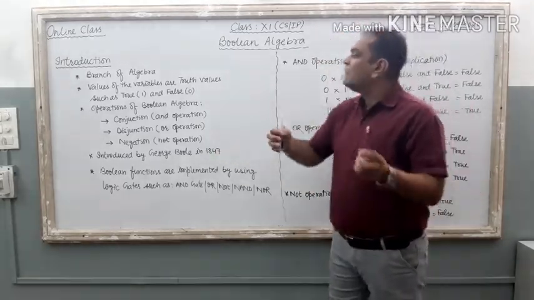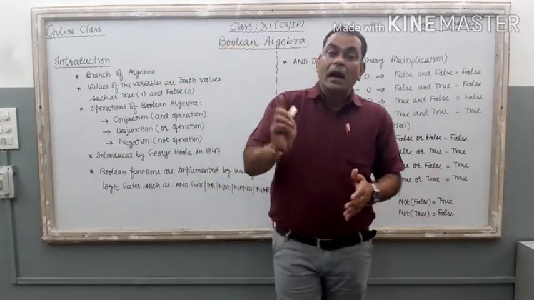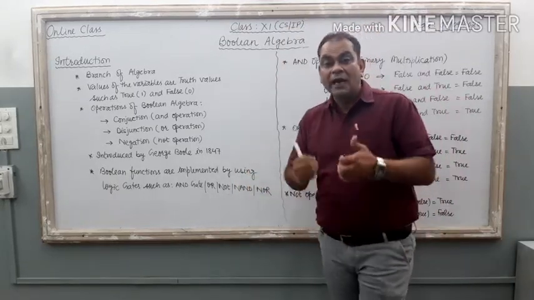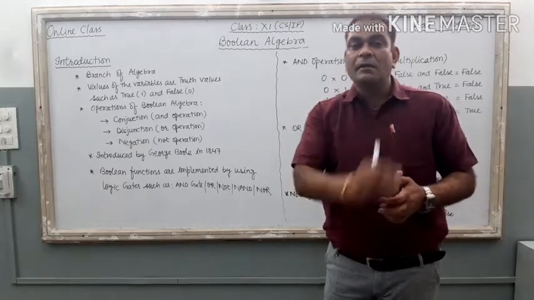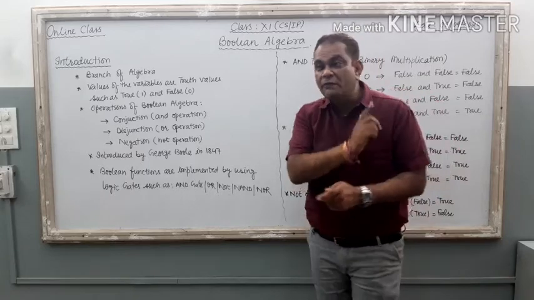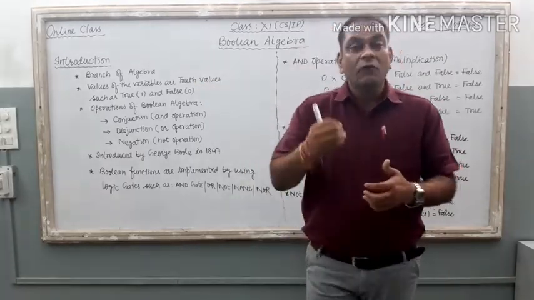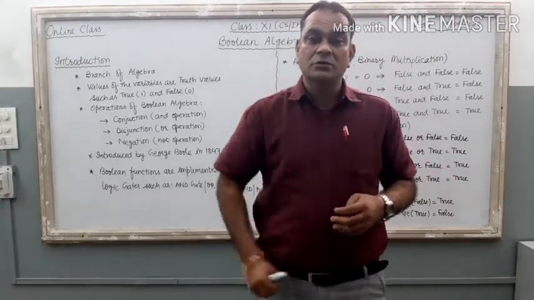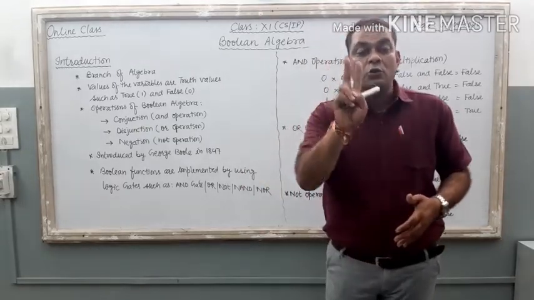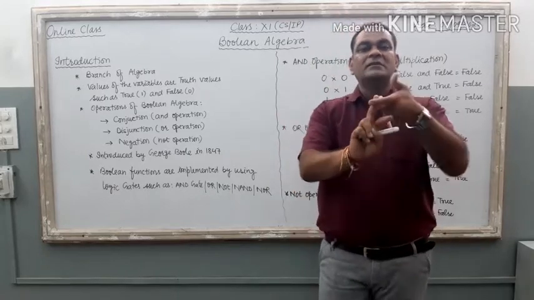Right? Now, a brief introduction about the unit: Boolean algebra is a branch of mathematics. It is a special branch of mathematics where values of the variable, just listen carefully, are truth values. Now the question is, what are these truth values? If you want to find out how many truth values there are, there are only two truth values. The first one is true and the second one is false.